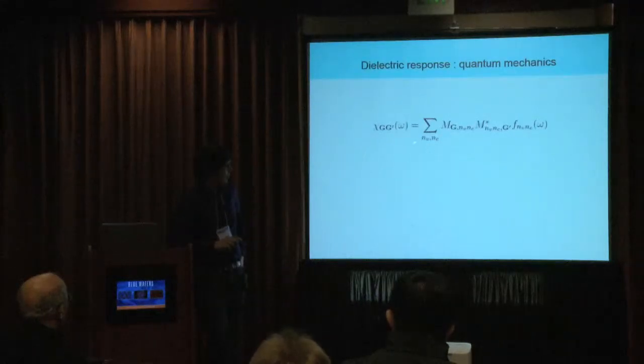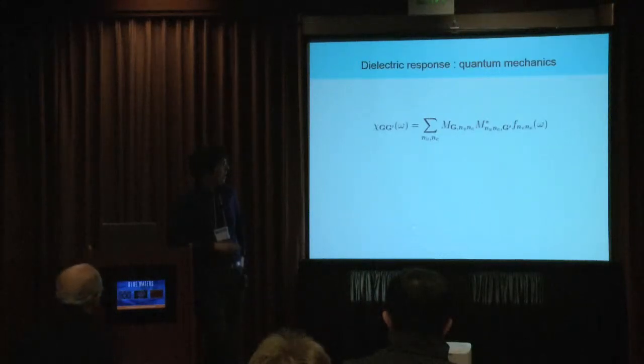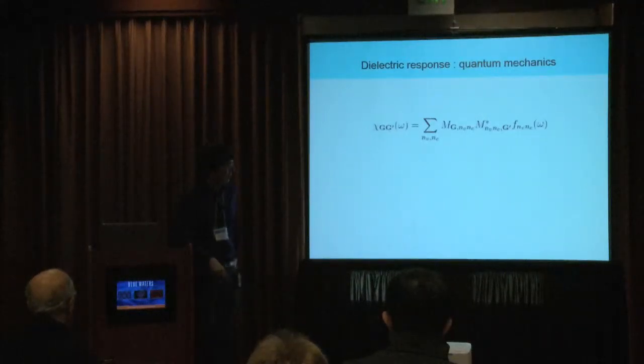We have the sum over the states that go in. This sum here scales with the system, and these variables scale with the system. And so this is actually an N to the fourth process, so it gets very expensive very fast. And then we multiply by this function, which is basically just an energy denominator.